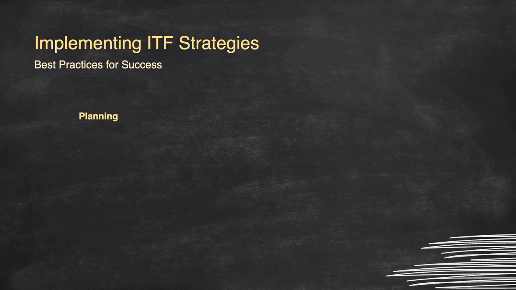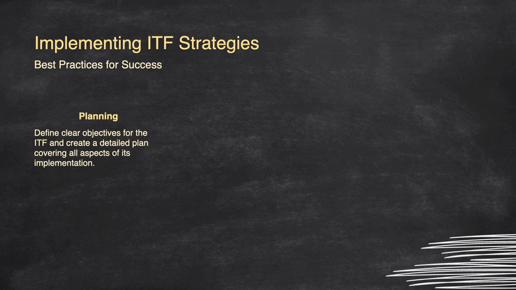First is about the planning. Friends, to ensure the successful implementation of integrated test facilities, it is crucial to define clear objectives and develop a detailed plan. Objectives should be aligned with the testing goals and the business requirements. Friends, the plan should cover all aspects of implementation, including timelines, resource allocation, and responsibilities. By establishing clear objectives and creating a comprehensive plan, organizations can effectively guide the implementation process and ensure that all necessary steps are taken to achieve desired outcomes.